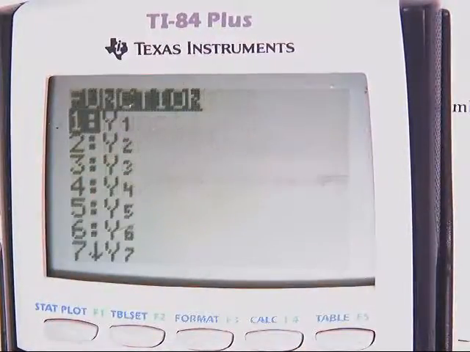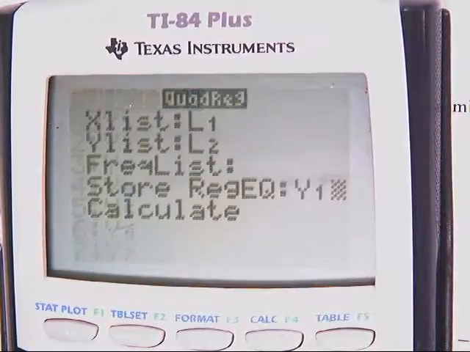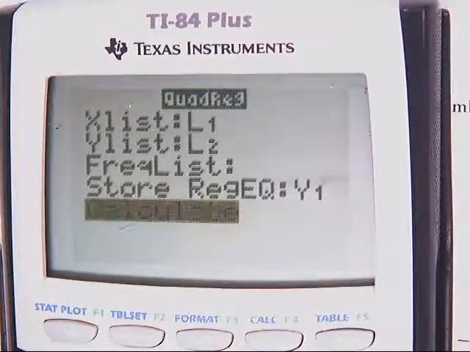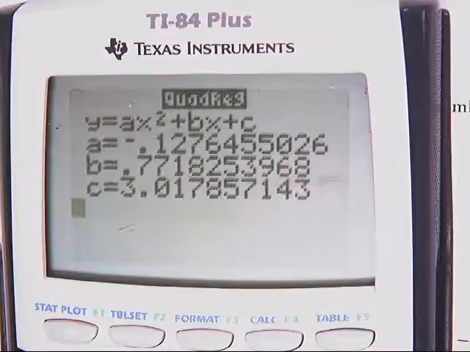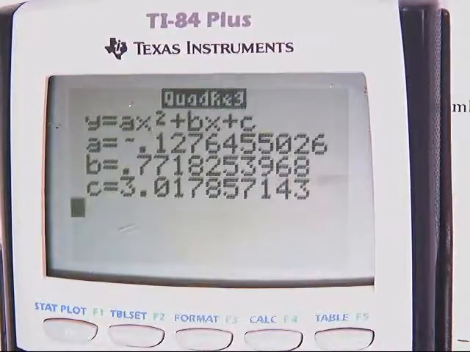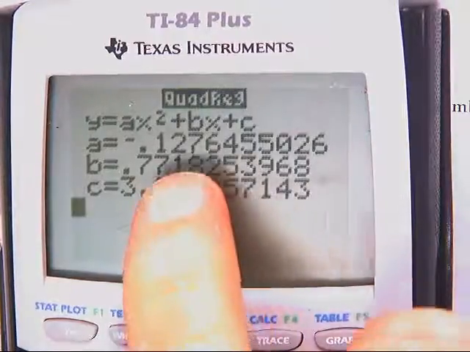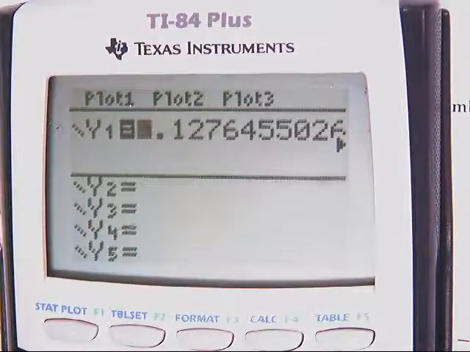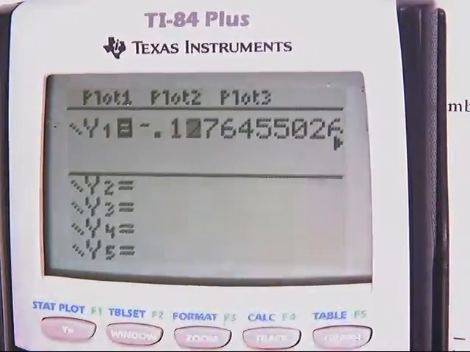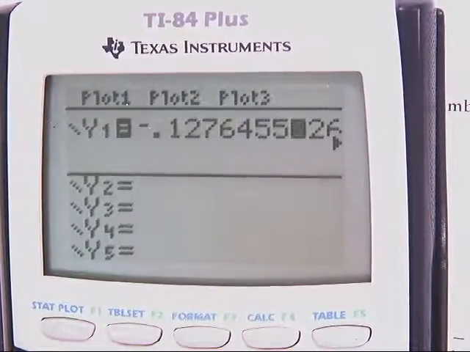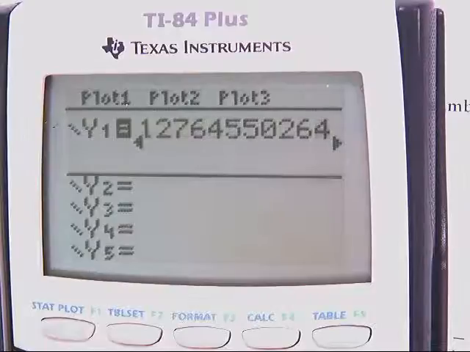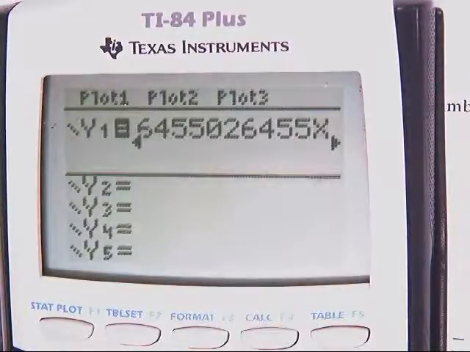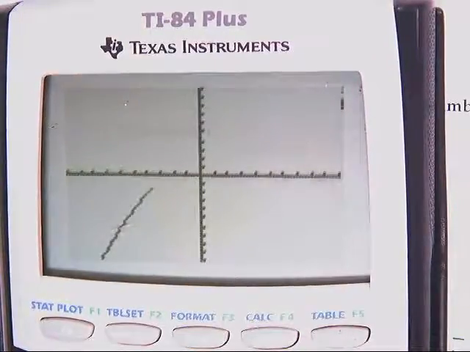Hit enter. Where are we going to put the function? In Y1. Hit it again, and you'll see Y1 show up right over here. Hit it again for calculate, and hit it again, and there's the equation. And not only that, but it took all of these decimals, with more places than you can see right there, and it threw it over into Y1 for me. Look at these decimal places: 1, 2, 3, 4, 5, 6, 7, 8, 9, 10, 11, 12, 13 decimal places. Well, that's pretty good. And then graph it, and let's just see what it looks like.